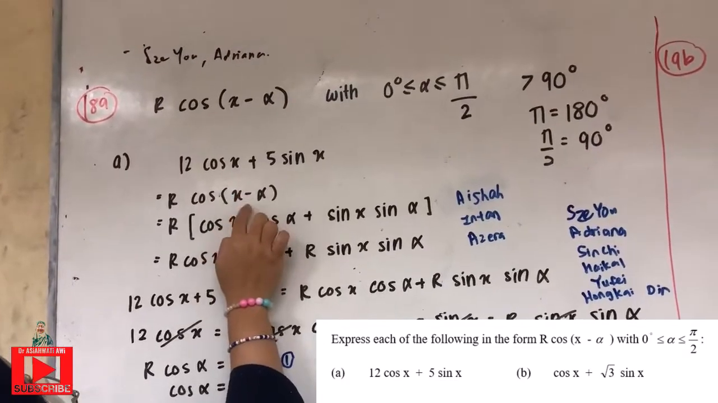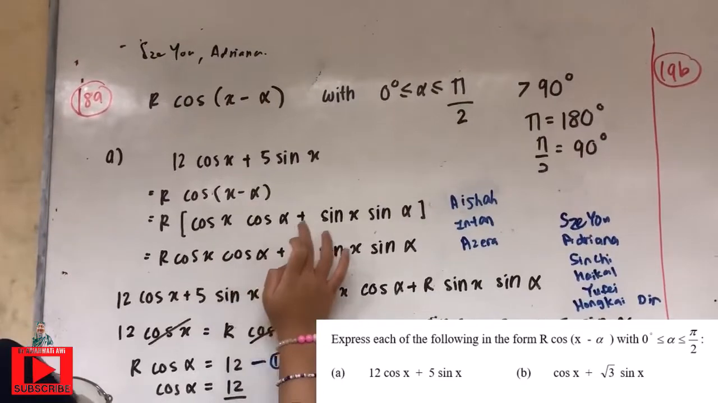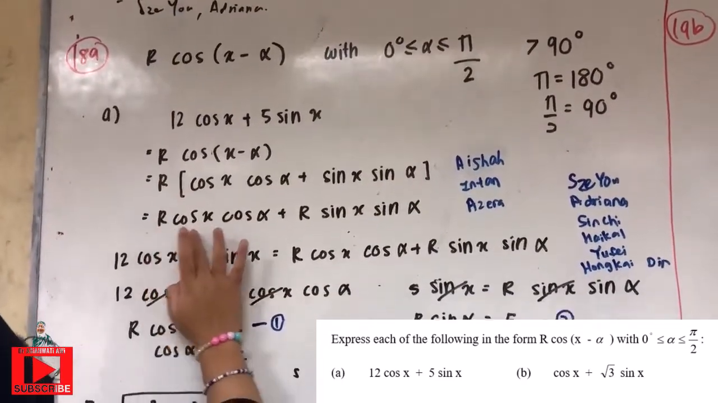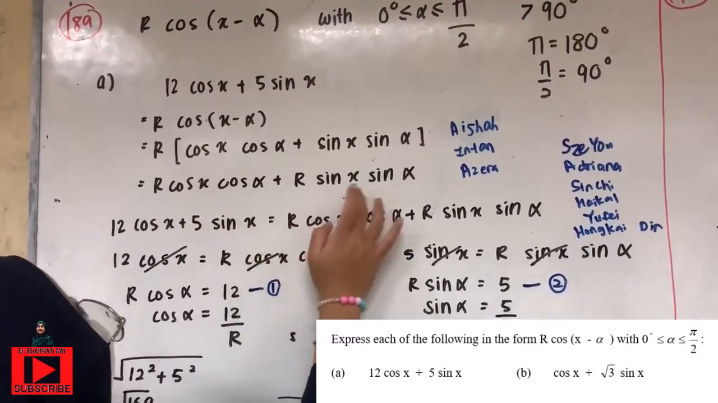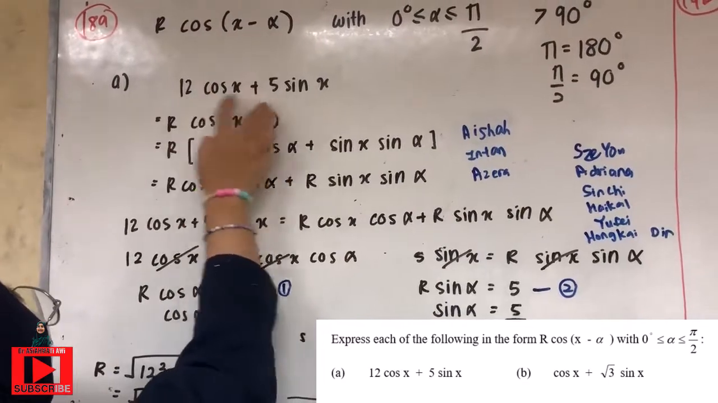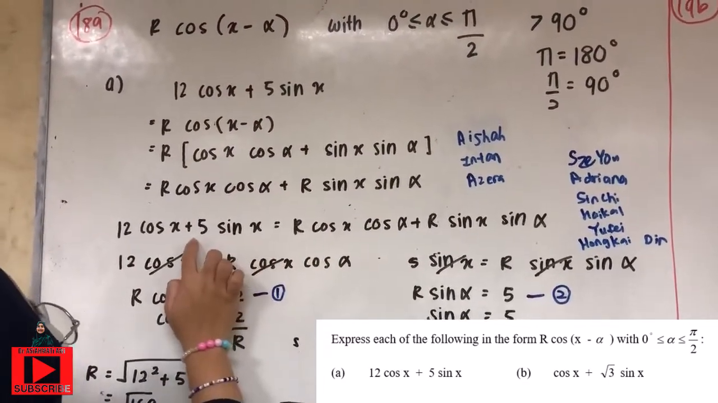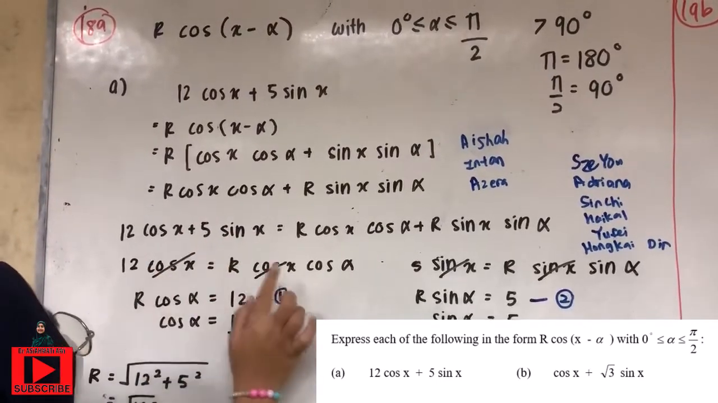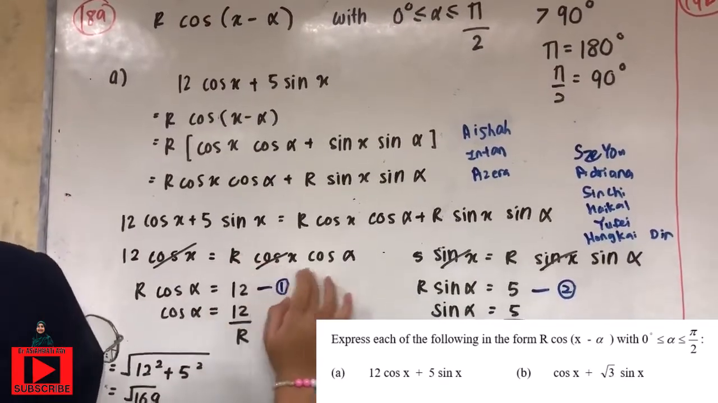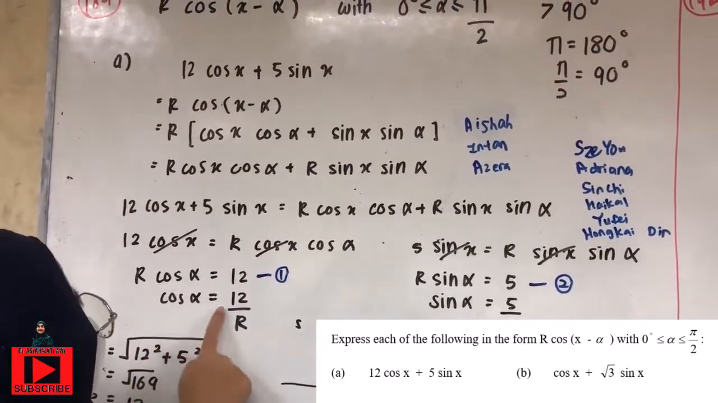Negative becomes positive, so cos x cos alpha plus sin x sin alpha, and then we just expand our r, so we get r cos x cos alpha plus r sin x sin alpha. Then we compare this equation and this equation side by side. We compare cos x and cos x, so 12 cos x equals r cos x cos alpha. Cos x is the same, cancel out, leaving cos alpha equals 12 over r.